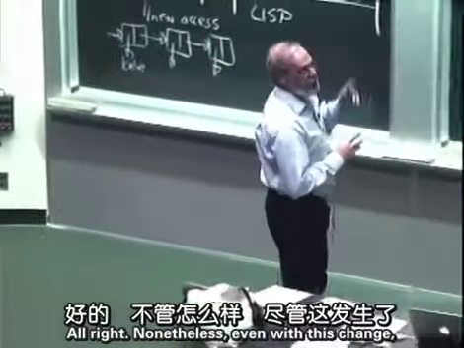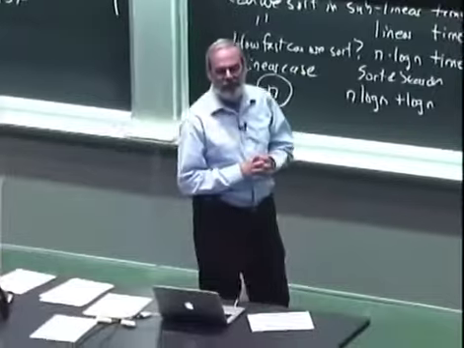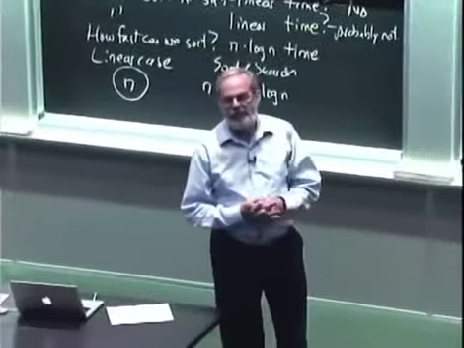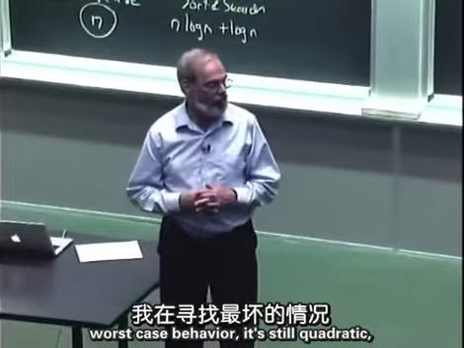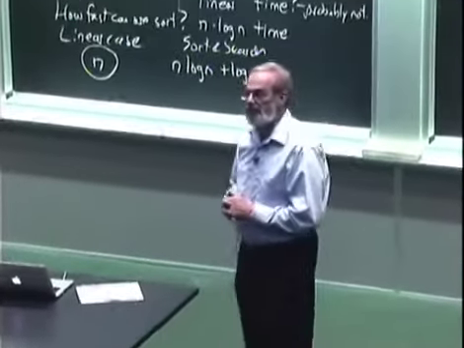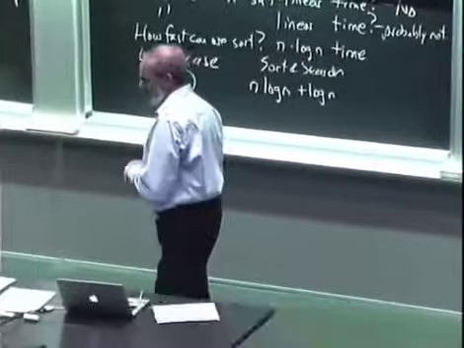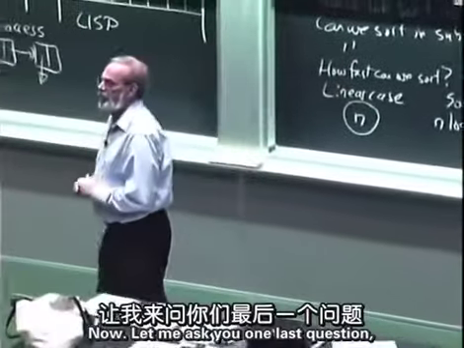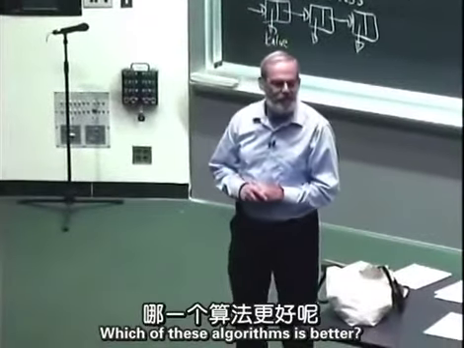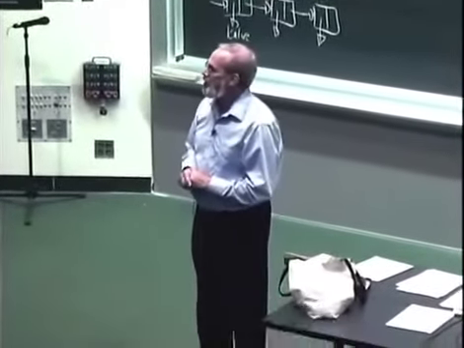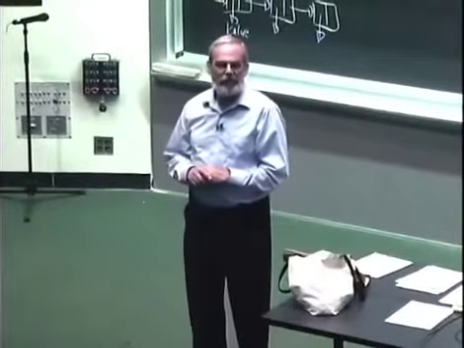Nonetheless, even with this change, what's the order of growth for bubble sort? Still quadratic, right? I'm looking for the worst case behavior. It's still quadratic in the length of the list, so I'm sort of stuck with that. Now, let me ask you one last question, and then we'll wrap this up. Which of these algorithms is better? Insertion sort or bubble sort?